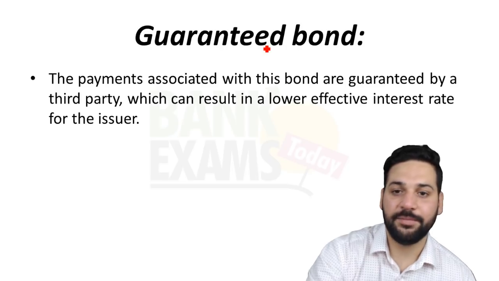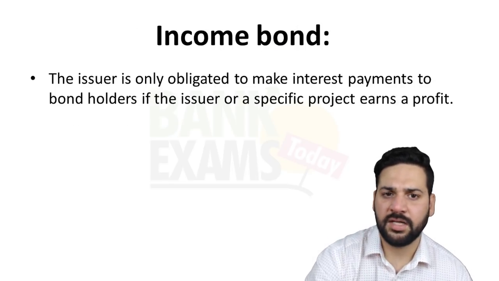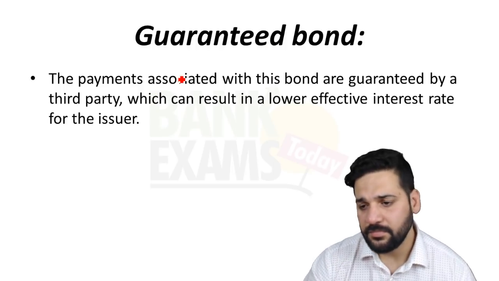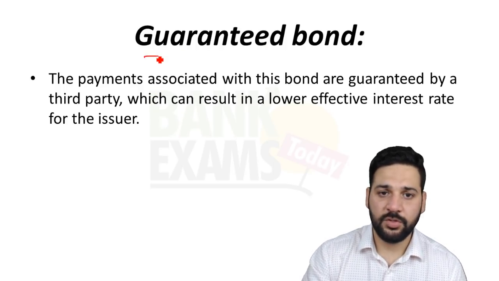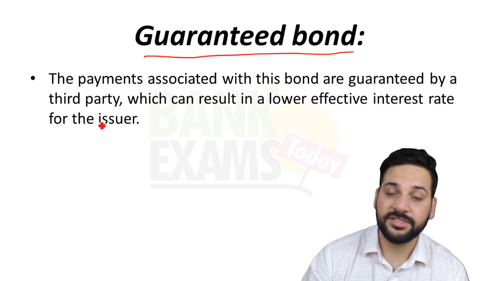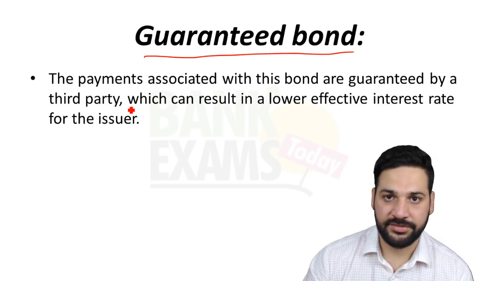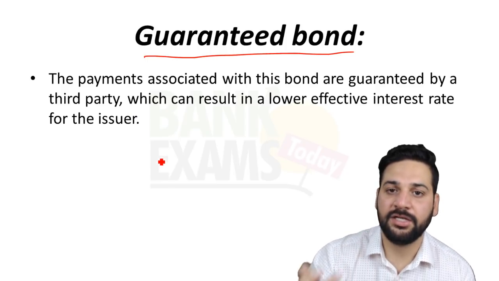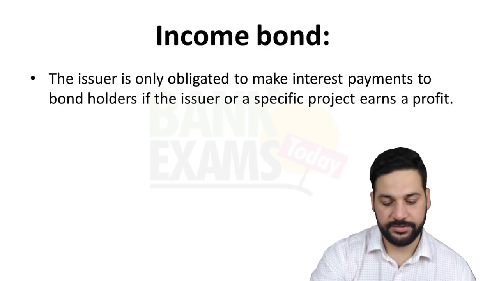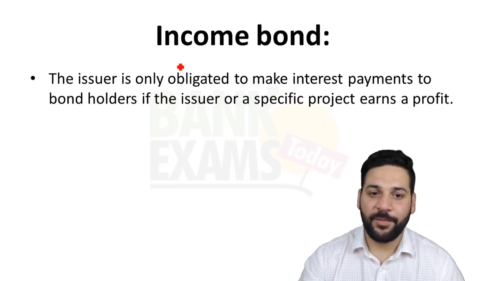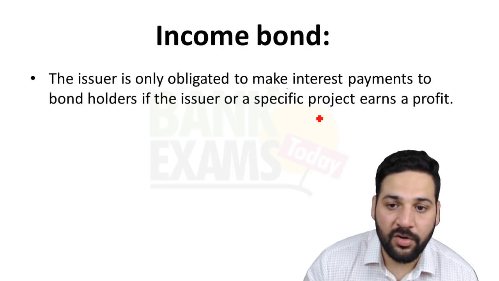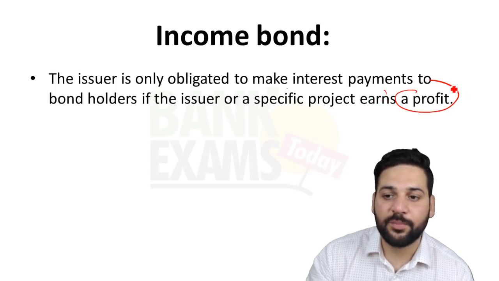So what are guaranteed bonds? Two basic differentiating factors: the guaranteed and the income bonds. In the guaranteed bonds, no matter what happens, if the issuer issued the bonds, he will pay you the interest. Whatever he guaranteed at the beginning, he will pay you that coupon rate. But in case of income bonds, the issuer is only obliged to make interest payments if the issuer or the specific project earns a profit.